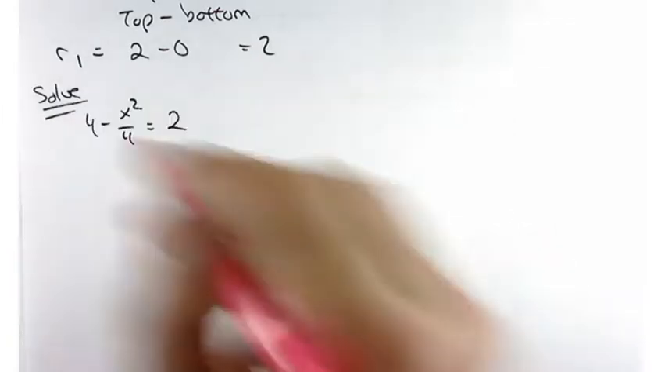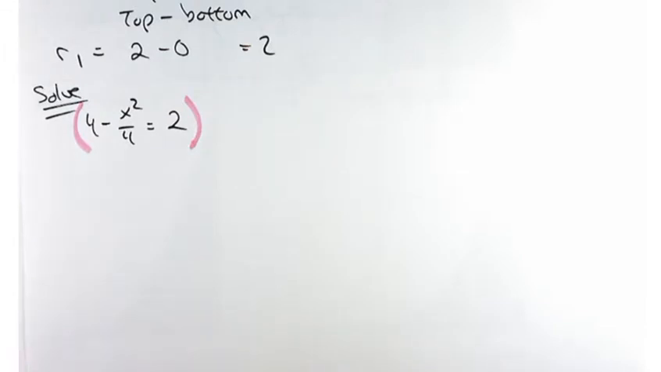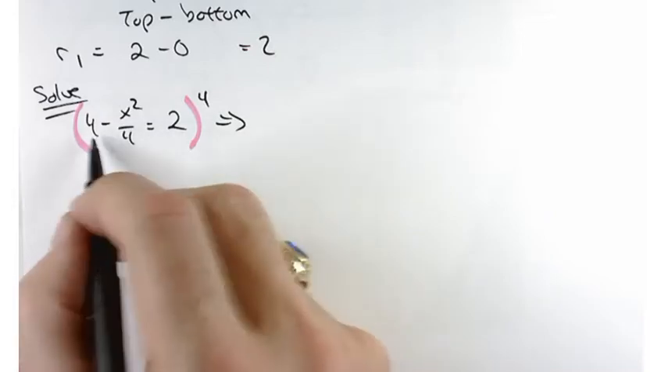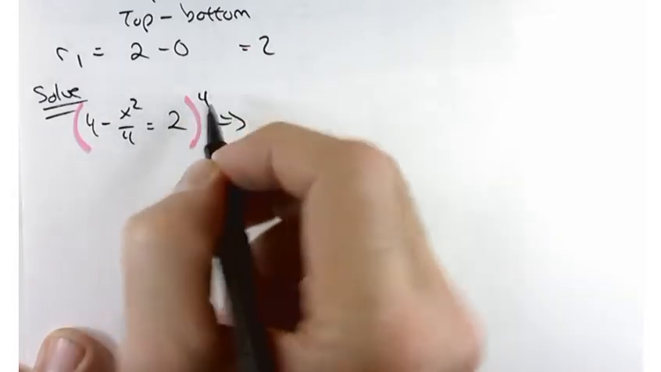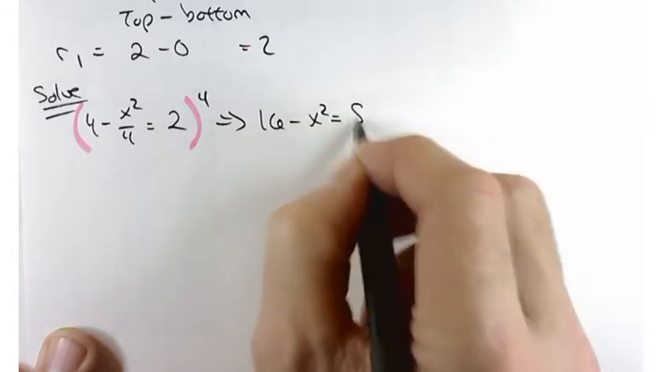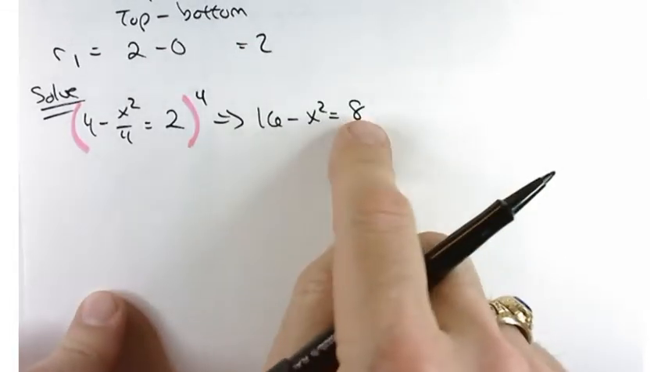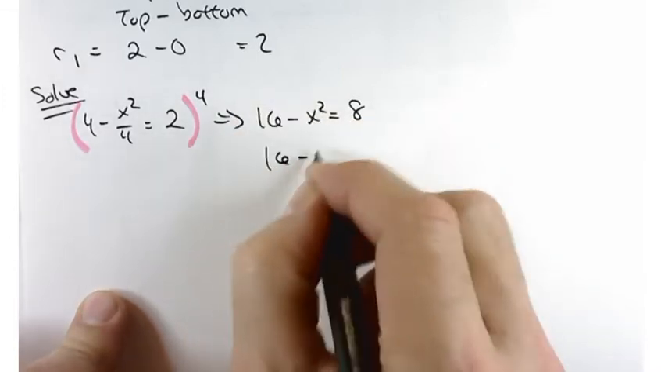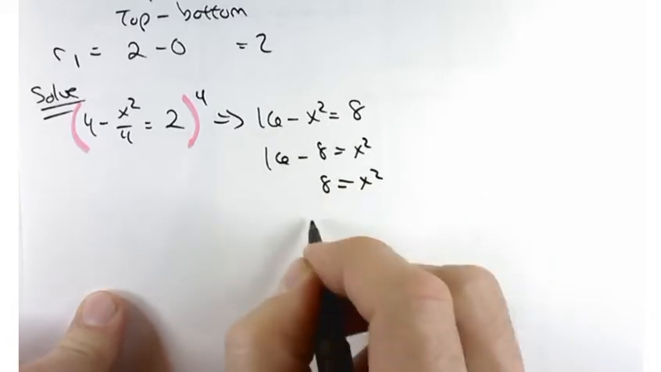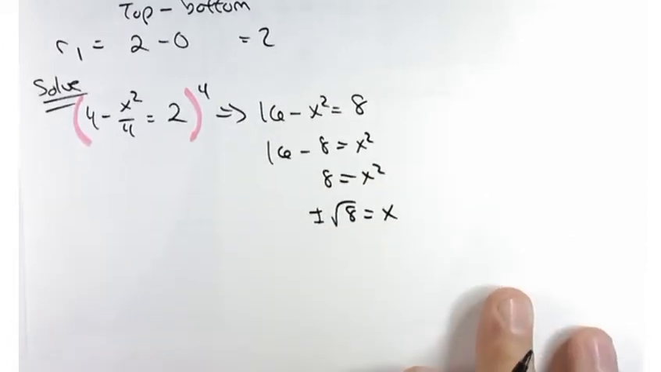Most of you don't really like fractions, so let's get rid of the fractions. I'll multiply everything by 4. This is not to the 4th power, it's just multiplying everything by 4. I'll get 16 minus x squared equals 8. Let's move this to the other side: 16 minus 8 equals x squared. Plus or minus the square root of 8 is x.